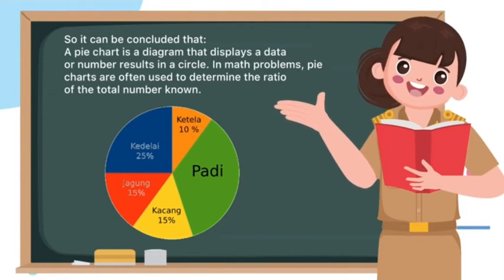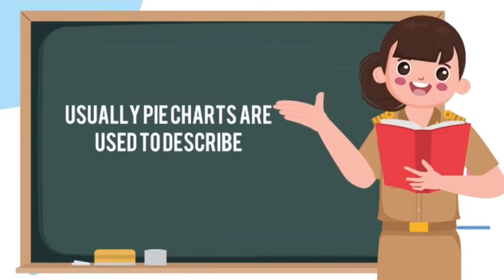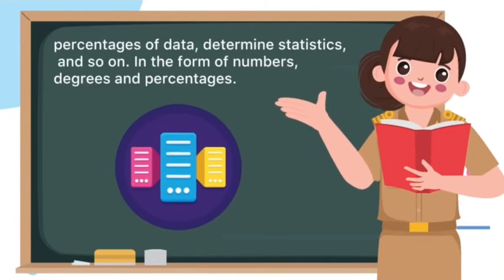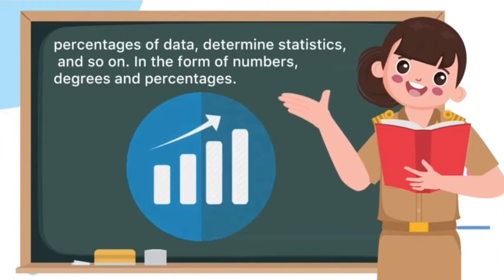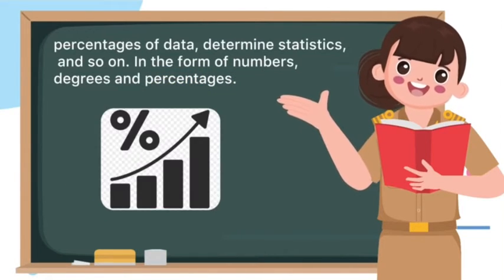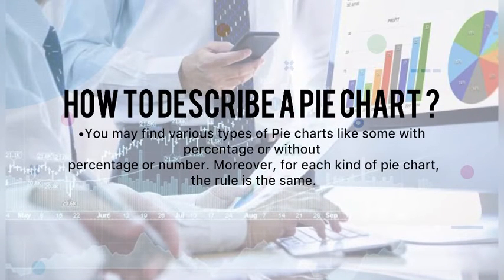In math problems, pie charts are often used to determine the ratio of the total number known. Usually, pie charts are used to describe percentage of data, determine statistics, and so on, in the form of numbers, degrees, and percentages. How to describe a pie chart? You might find various types of pie chart, like some with percentage or without percentage or number. Moreover, for each kind of pie chart, the rule is the same.